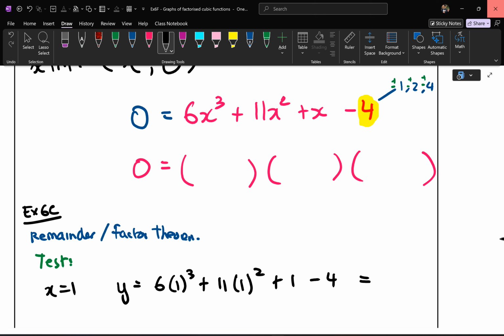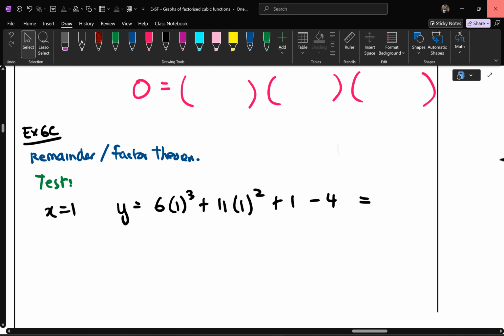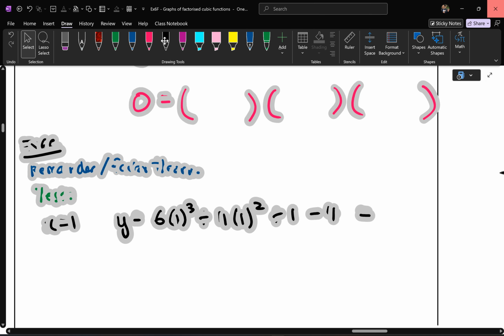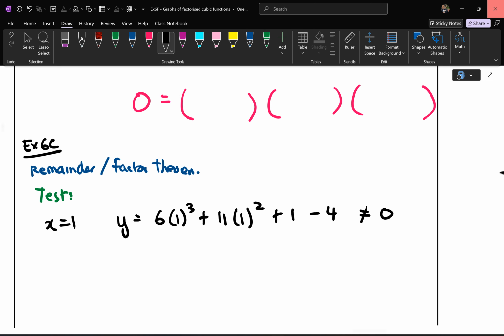That's 6 plus 11 plus 1 minus 4. Do you think that's going to give you 0? No. I can already see too many pluses. Can't be 0. You don't need to work out what the number is. You just need to guess roughly. Next one. Let's try x equals -1.